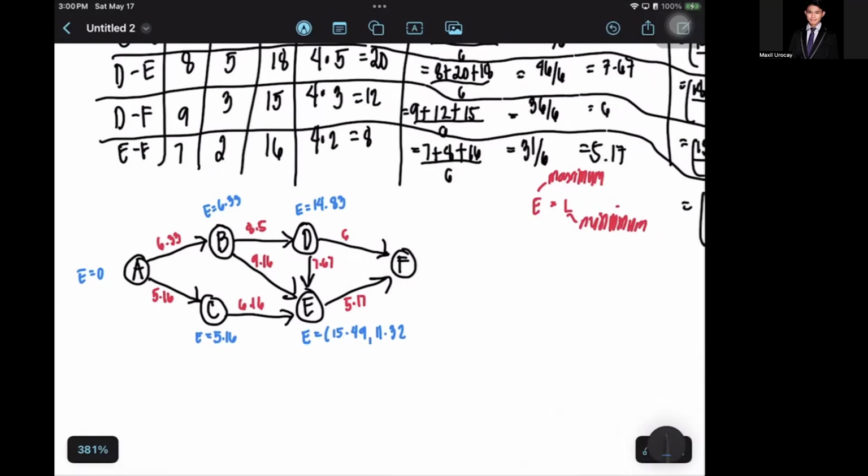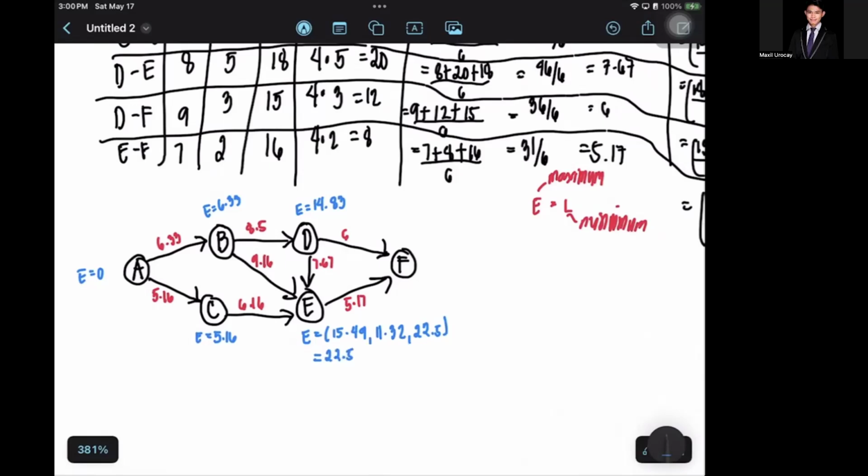Since D is 14.83, you have to add that to the 7.67, which is connected to E. So that will become 22.5. Since our E is the maximum, what is the maximum between the three? That is 22.5. So we choose 22.5.